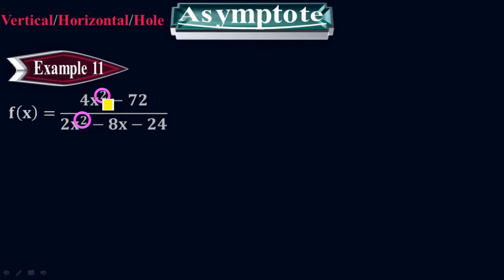If the degree of the numerator equals the degree of the denominator, you have to cancel the leading variables. Just cancel x squared with x squared, and their respective coefficients will give the horizontal asymptote. The coefficient is 4 in the numerator and 2 in the denominator. 4 over 2 equals 2. So 2 is my horizontal asymptote.